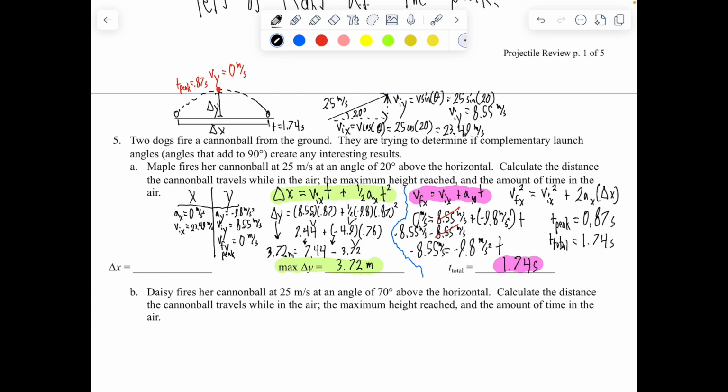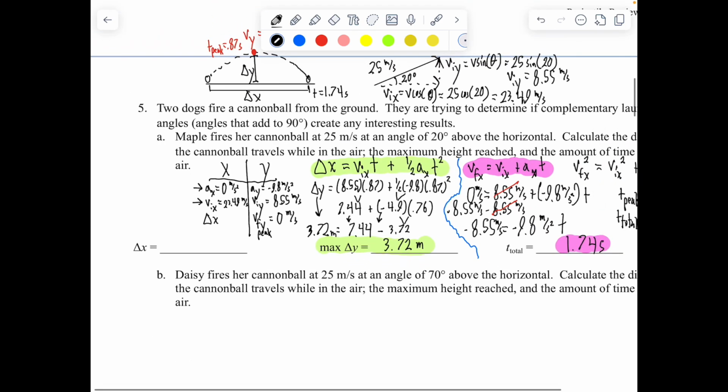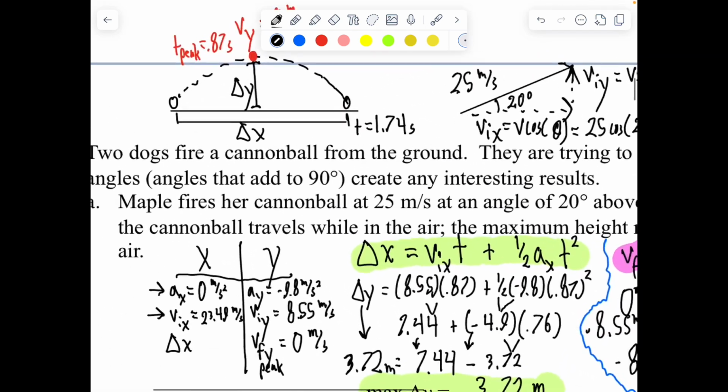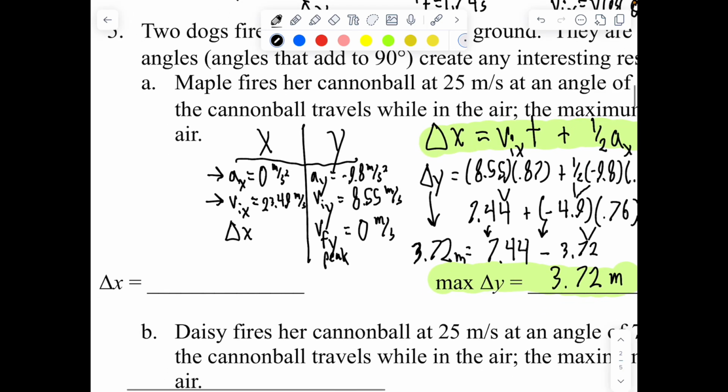Okay. Now we just have our last thing to solve for, that delta x. Let's go ahead and solve for that. Using our xy chart right here, we split up our variables into our x variables and our y variables. We only have two pieces of information right here. We need a third. Luckily, we solved for our time, the total time here. We want to use our total time rather than the time at the peak. Let's plug in that total time, 1.74.